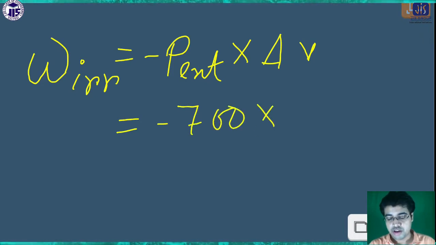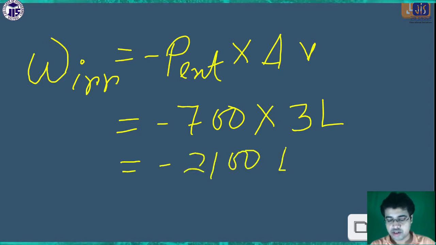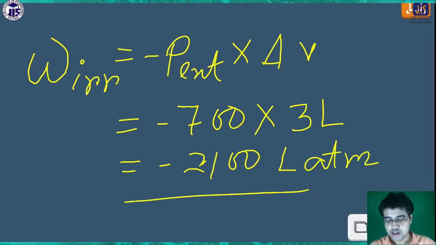So P ext is minus 700 into the expansion of 3 liter, because it is mentioned in the question that expansion occurs by 3 liter. So then what will you get? You will get minus 2100 liter atmosphere. So this is the answer for the question.